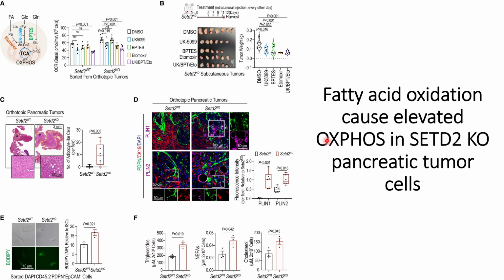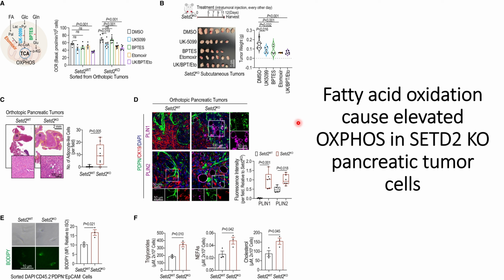In this video, we will discuss the reason behind elevated OXPHOS in the acidity to knock down pancreatic tumor cells. And from the heading, it is clear that it's the fatty acid oxidation that causes elevated OXPHOS in the acidity to knock down pancreatic tumor cells. In the previous video, we understood that in the case of acidity to knock down cells, there is an elevated OXPHOS observed.